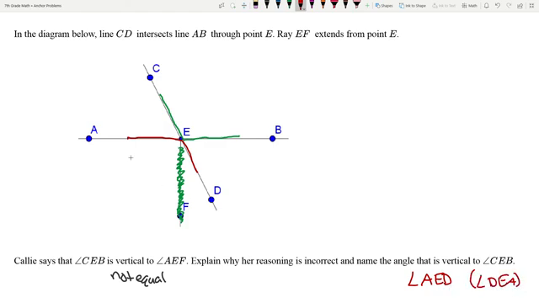And just remember, when you name angles, you start at one end, go to the middle, go to the other. You never start with the middle first. You start with an end, the middle's in the middle, and then to the other end.